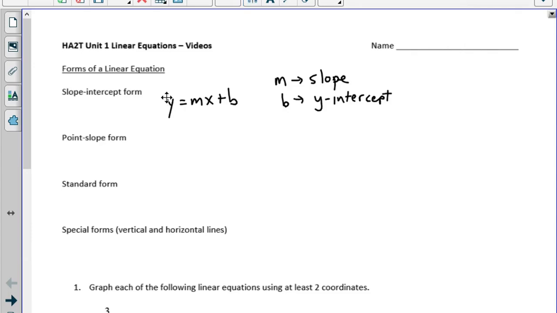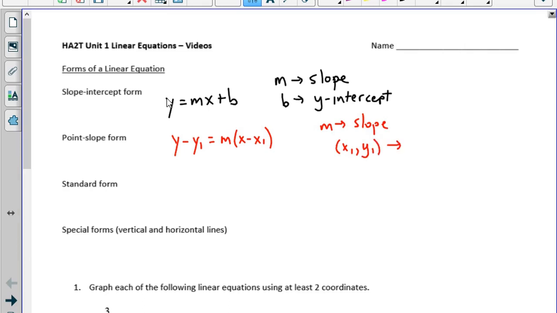Point-slope form takes the form y minus y1 equals m times (x minus x1), where once again m represents the slope, and then we have an ordered pair (x1, y1) that represents some sort of point on the graph of the equation.